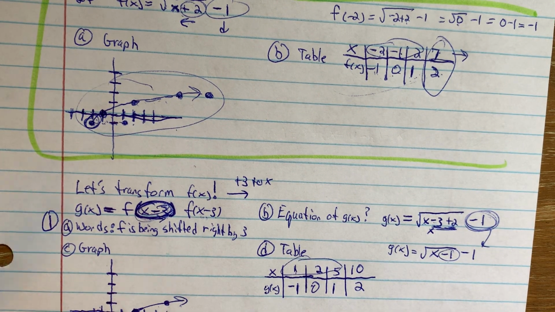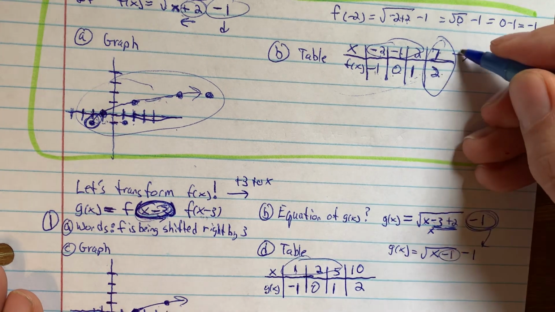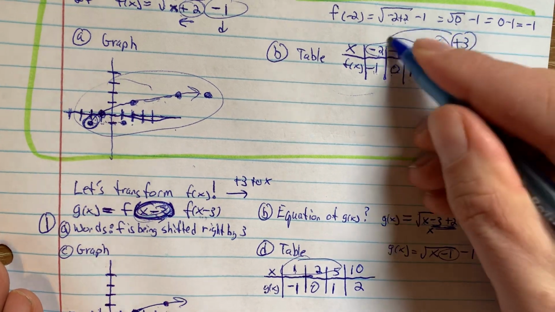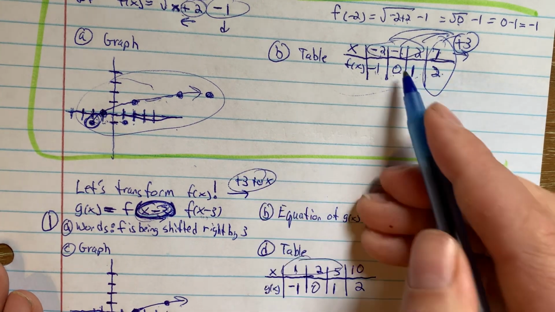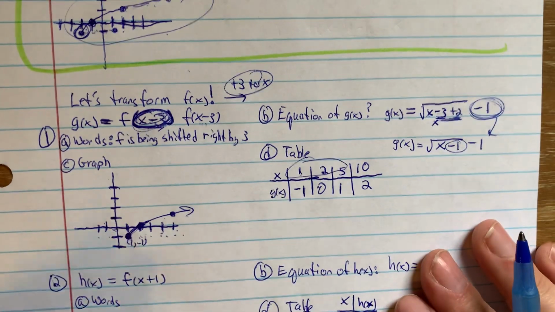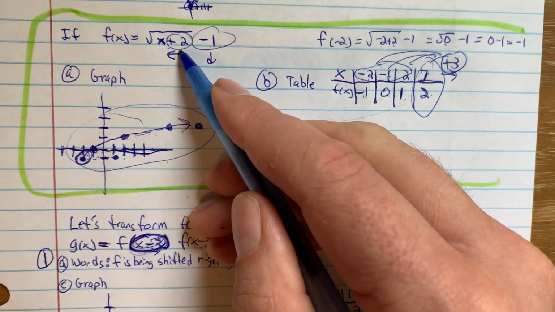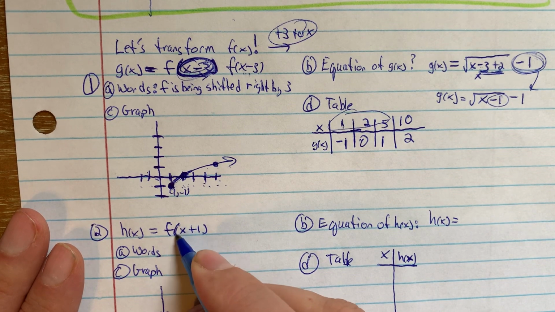Now, what's the shortcut way to think about this? Well, if you're shifting to the right, you're just adding 3 to all of these x values. That's what shifting to the right by 3 does. Add 3 to the x values in the table. Okay, try this on your own. What if we take this same parent function and we do f of x plus 1? What transformation will this do?